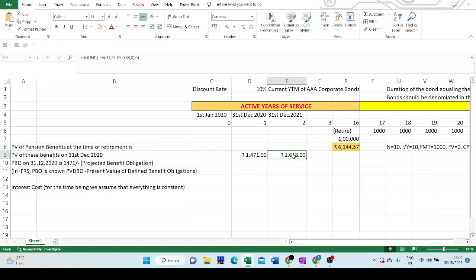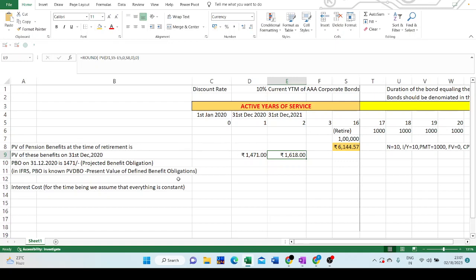Guys, ye samajh mein aa raha? Ashay, Anil, ye samajh mein aa raha? Pehle apne 31st December 2020 ko PBO nikalne ke liye 15 saal se discount kar rahe the. Aur 2021 mein PBO nikalne ke liye apne 14 saal se discount kar rahe. Because we are discounting by one fewer year, that is why present value is increasing, right? Anil, samajh mein aaya? Anil? Loud and clear, sir.